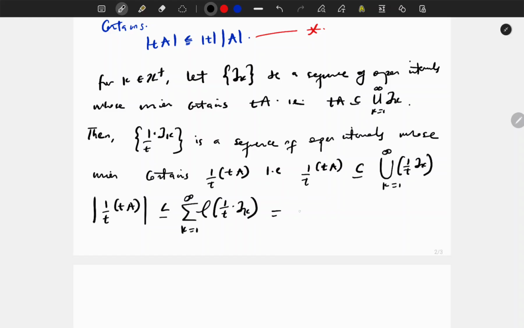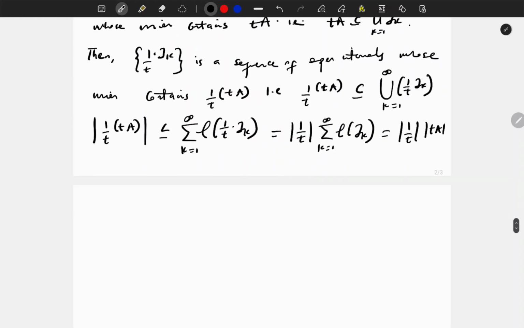Okay, and this is equal to 1 over t, the summation from k equals 1 to infinity of the length of Jk. Don't forget that the Jk's are a sequence of open intervals that actually covers tA. So that means this is equal to 1 over t times the outer measure of tA.